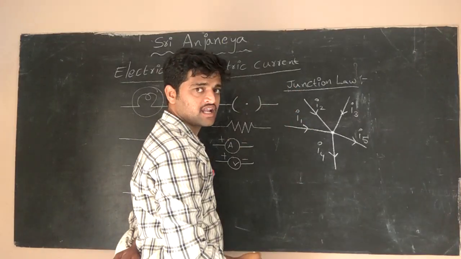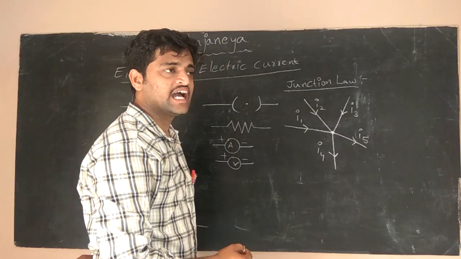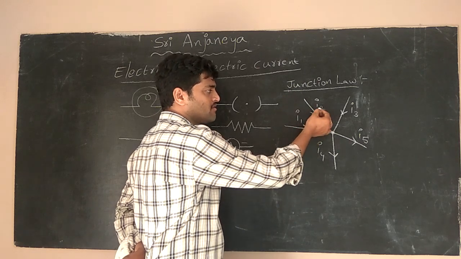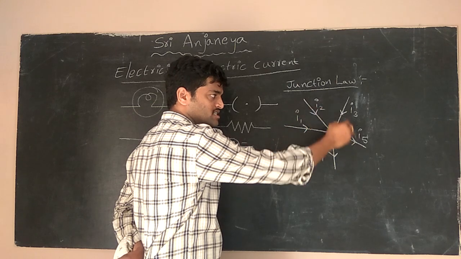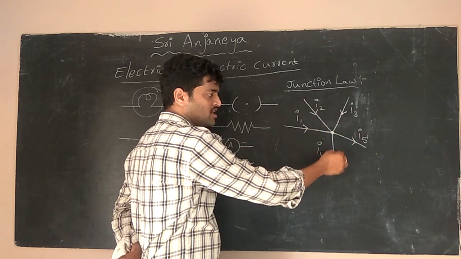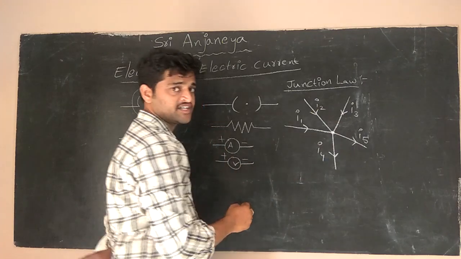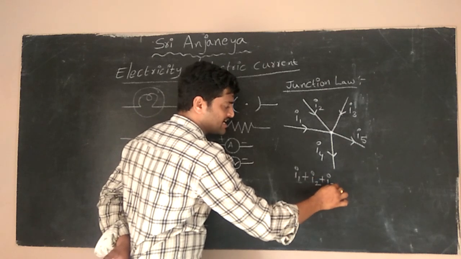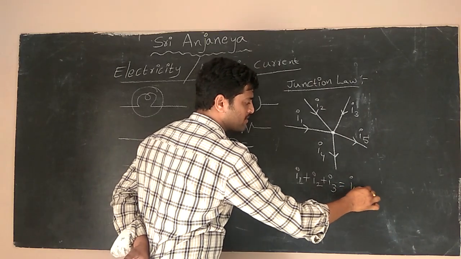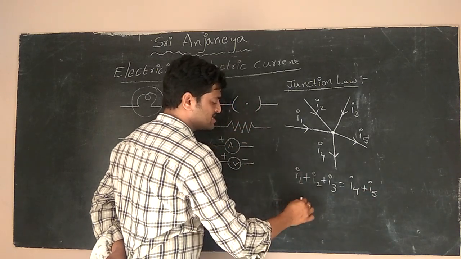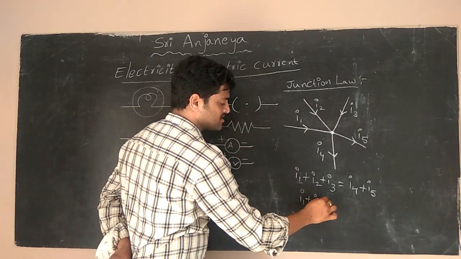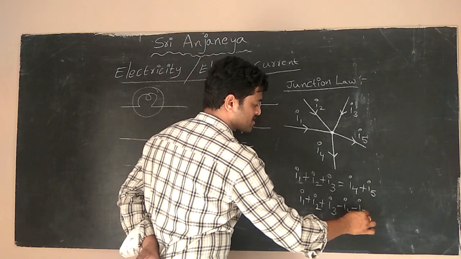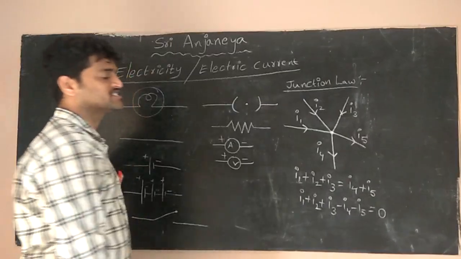Again I will state the junction law. Junction law is also called Kirchhoff's law. It can be stated as: the sum of the currents flowing towards the junction is equal to the sum of the currents flowing out of the junction. Mathematically, the expression can be given as I1 plus I2 plus I3 is equal to I4 plus I5. So that means the algebraic sum of all the currents is 0. This is called junction law.